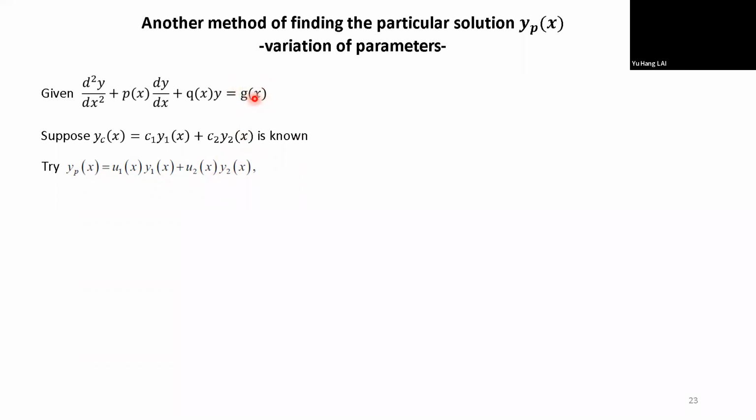this g of x. If the g of x is a polynomial, then the trial solution is also a polynomial, and so on. Here we don't really look at the form of g of x, but I just try it in this form. You can see that what I'm doing here is that I have my y1, which is one of the complementary solutions, multiplied by some function u1(x), which is unknown yet, something we want to find out.